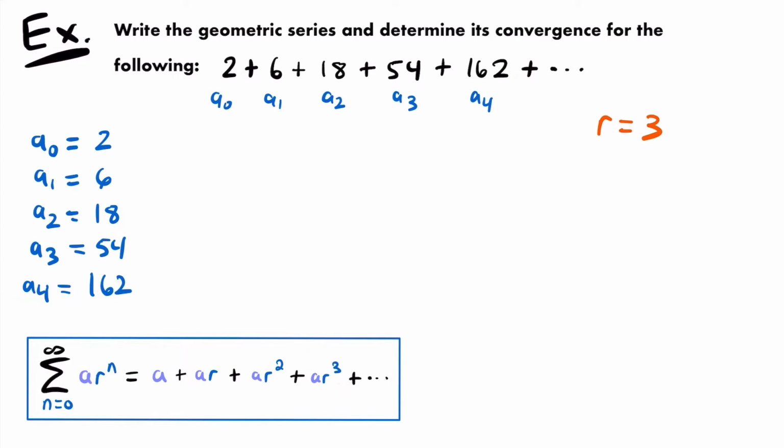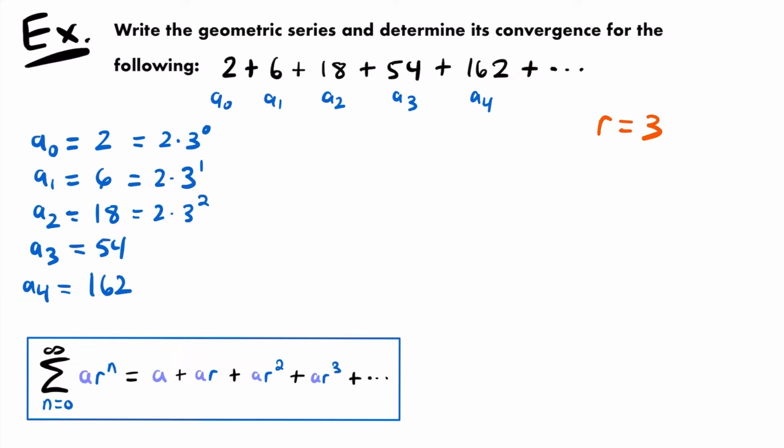And so if we follow that pattern for these terms, we could rewrite 2 to be 2 times the common ratio of 3 that we found to the power of 0, because 3 to the power of 0 is equal to 1, and 1 times 2 would be 2. Now for 6, we know that 6 is equal to 2 times 3, and 3 is to the first power, and so that matches the form of the second term. And then for a sub 2, 18 is equal to 2 times 9, and 9 is equal to 3 squared. So if I rewrite that, we have 3 squared. And so that matches up with this term of a geometric series.